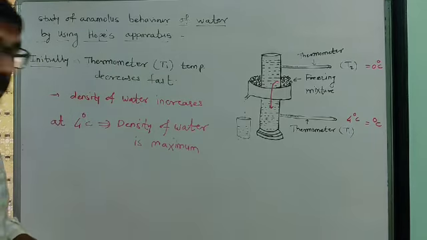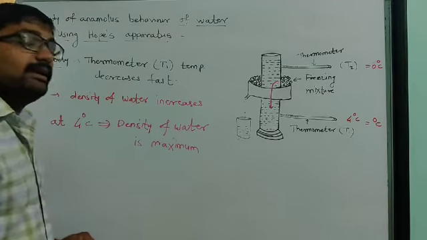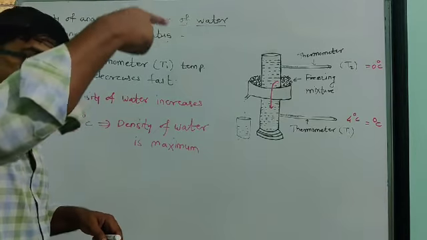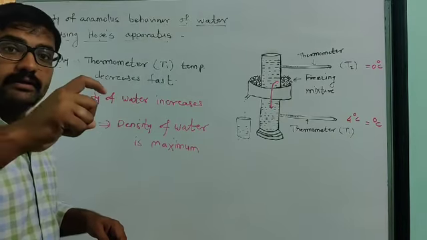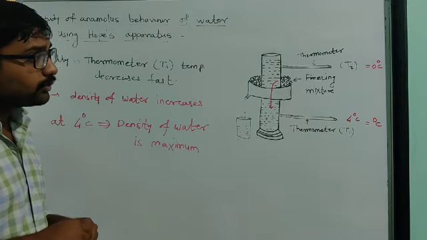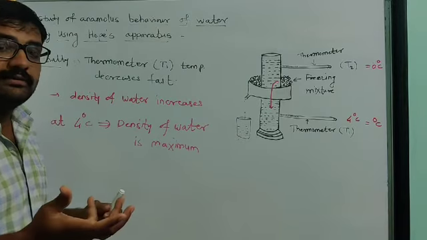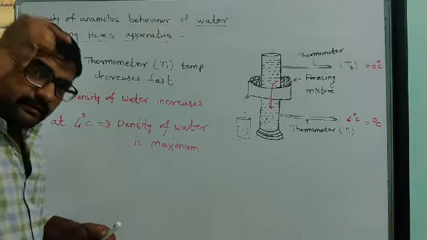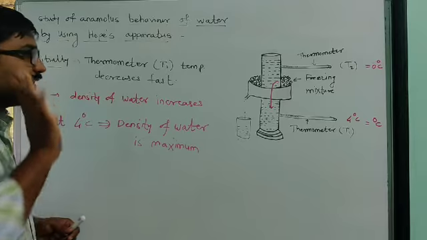Density of water is maximum at 4 degrees Celsius. We know that yesterday we saw one graph, you see the volume of water at 4 degrees Celsius is the least. So that is why, and we know density is the ratio of mass upon volume, so density of water is a maximum at 4 degrees Celsius.